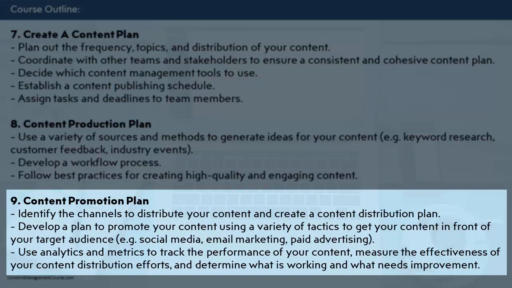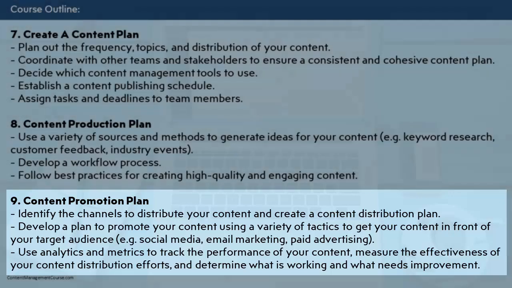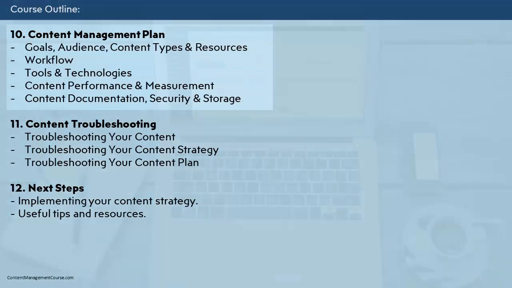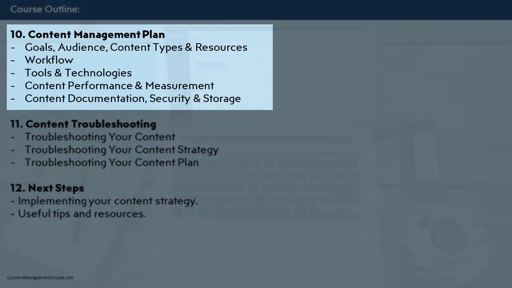In Module 9, we'll develop a content promotion plan. We'll look at ways to identify the channels to distribute our content and create a content distribution plan. Develop a plan to promote our content using a variety of tactics to get the content in front of our target audience, for example, social media, email marketing, paid advertising, and so on, and using analytics and metrics to track the performance of our content, to measure the effectiveness of our content distribution efforts and determine what is working and what needs improvement.